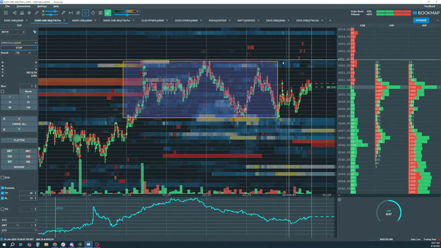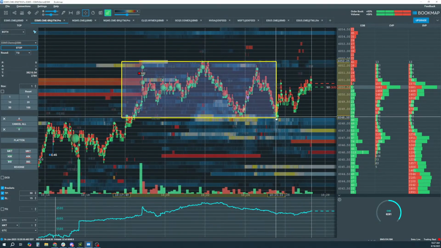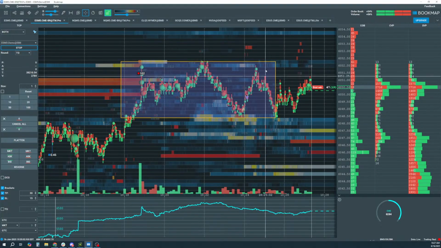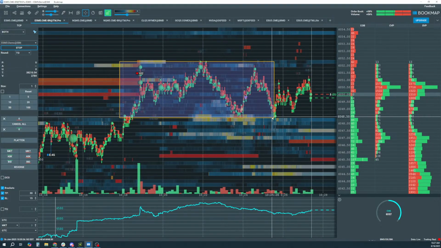All right. Now, if you're looking for smaller moves and scalping, then this is something to consider: understanding these ranges in here and these probes in here.